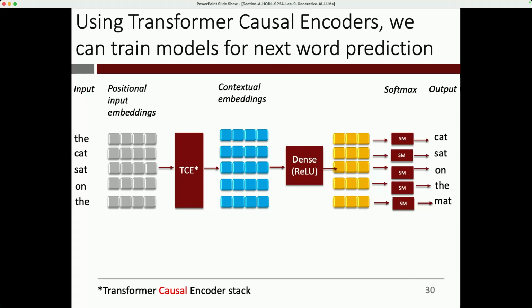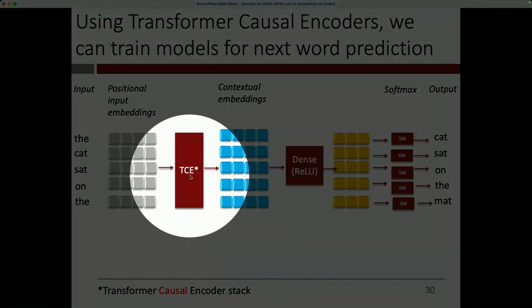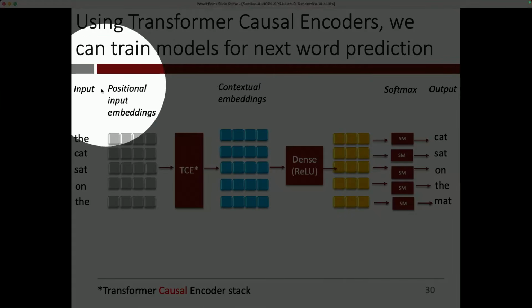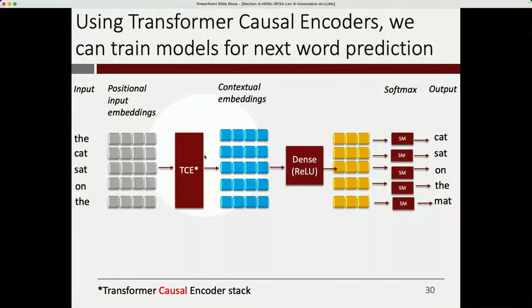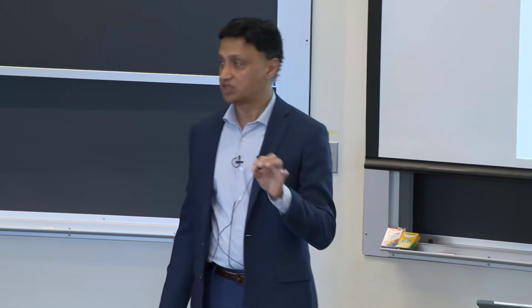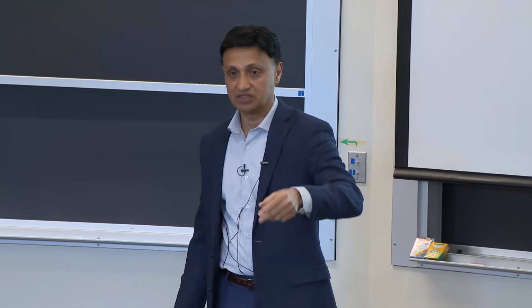All right. So now, instead of having an encoder, if you have a causal encoder, a TCE here, now we can train models for next word prediction using the same exact approach as before. Right? We set up the inputs and the outputs like I described earlier. We run it through a stack of causal encoders, Dense, ReLUs, softmax, and so on and so forth. Otherwise, the details don't change. But the all-important change is to go into the attention layer and make it masked or causal.